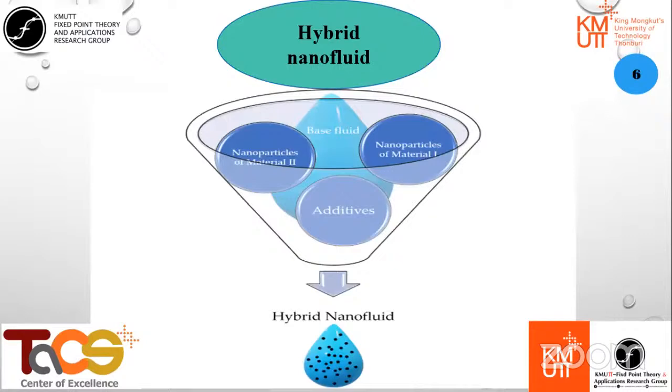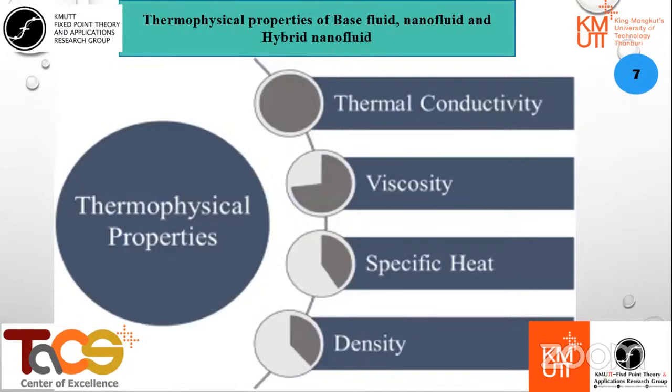This is the advanced form of the nanofluid. We can say this is the hybrid nanofluid. Basically, in the base fluid, when we add more than one nanoparticle, two different types of nanoparticles, we get a hybrid nanofluid. Here we present some thermophysical properties of base fluid, nanofluid, and hybrid fluid, which include thermal conductivity, viscosity, specific heat, and density.